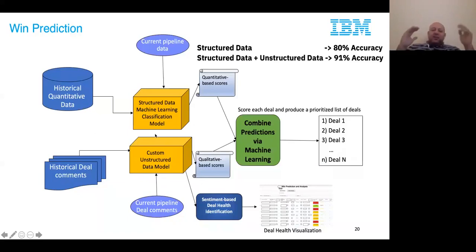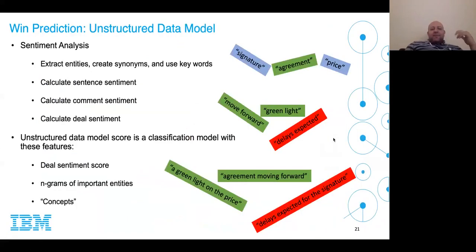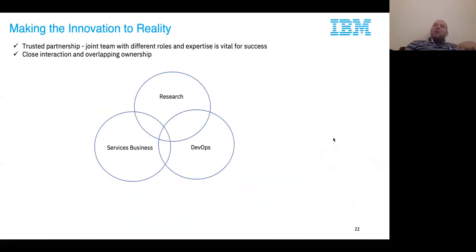What is the structured data? It is data like client geography, client industry, deal price, deal components, and so on. And then we combine both analyses into one in order to come up with one score for each deal, which is the probability of winning such a deal, to come up with the ranked list that I talked about. So that's win prediction. There are details on how the unstructured data is analyzed for the win prediction, but I'll skip that for the sake of time.